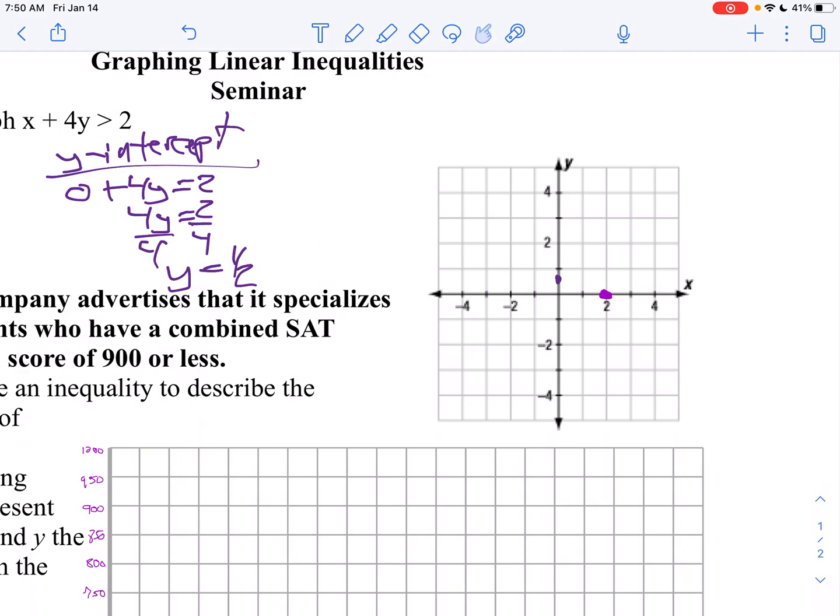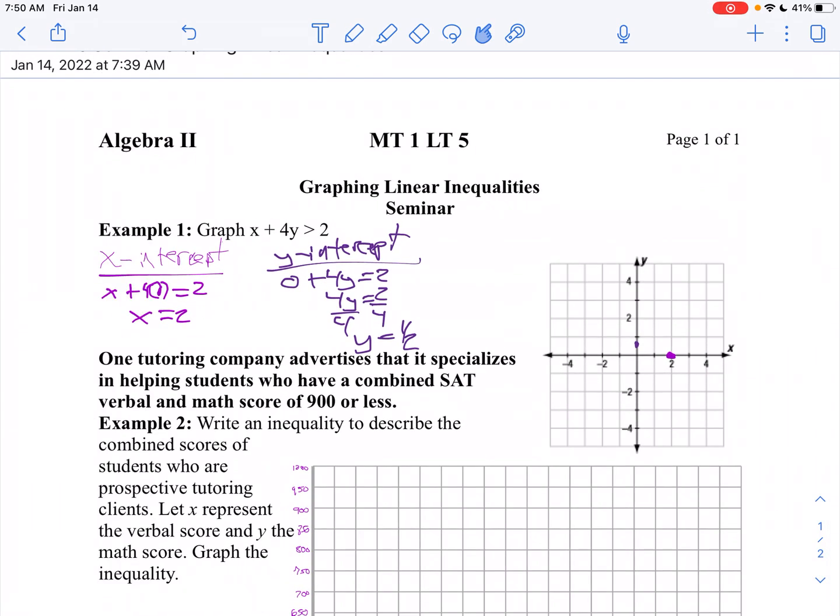Now my boundary line is going to be dashed. The reason it's going to be dashed is because it's greater than. If it's greater than or less than, it's a dashed line. If it's greater than or equal to, or less than or equal to, then it's a solid line. So I'm going to draw a dashed line going through these 2 points.